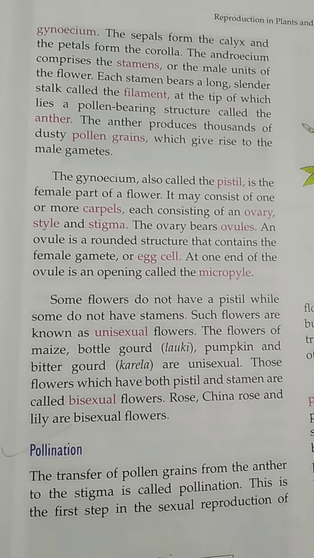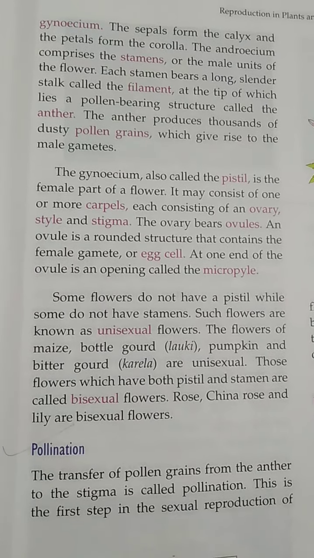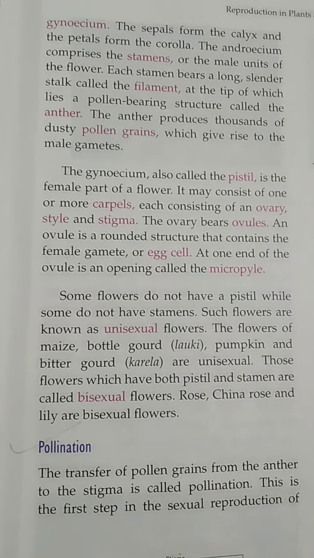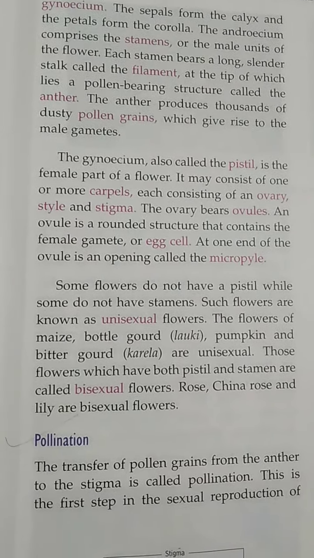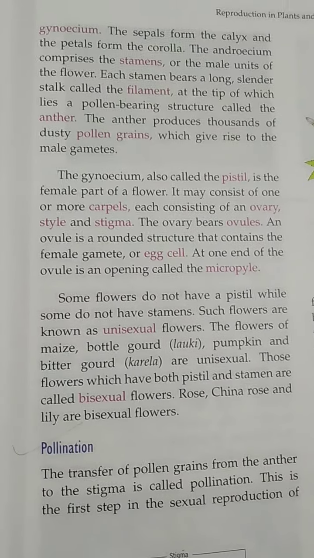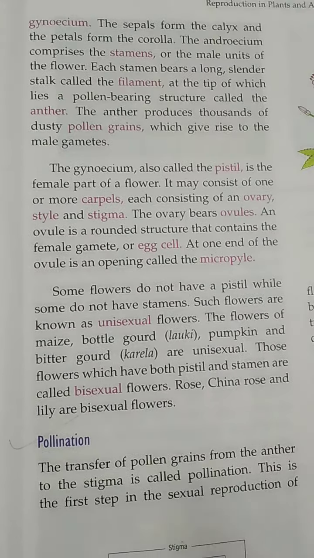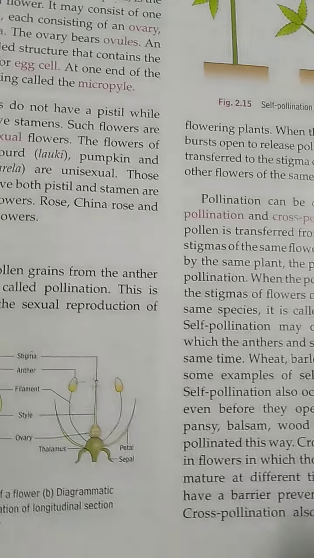Androecium is the male reproductive part of the flower and it consists of stamens, which are the male units of the flower. Now each stamen bears a long slender stalk which is called the filament. Now I will show you this diagram.